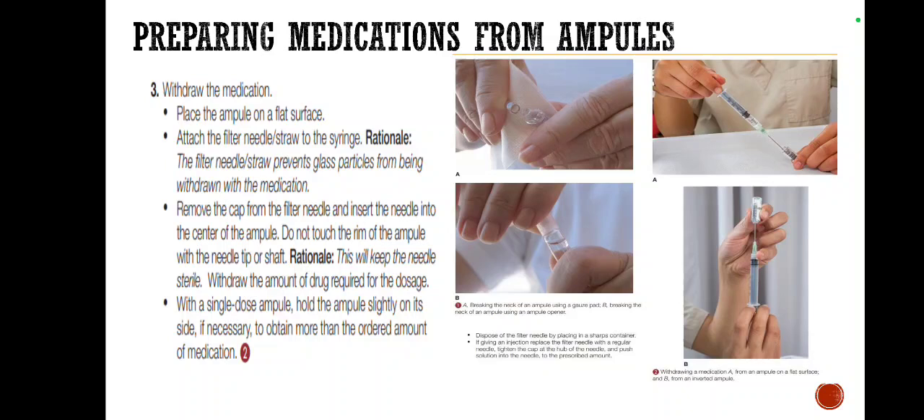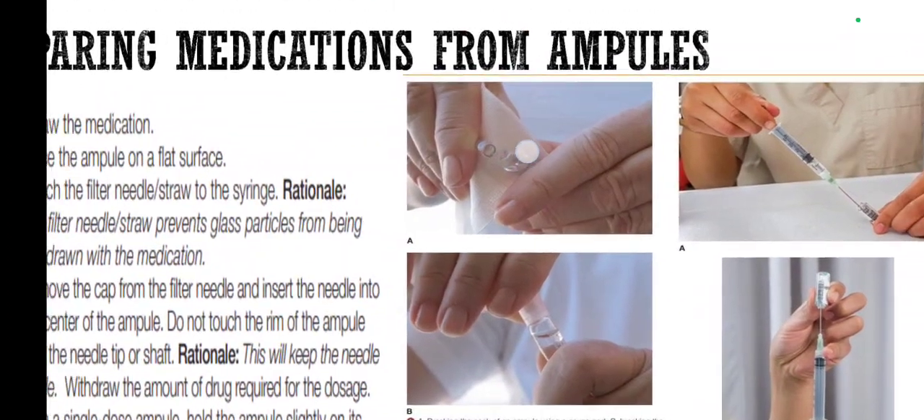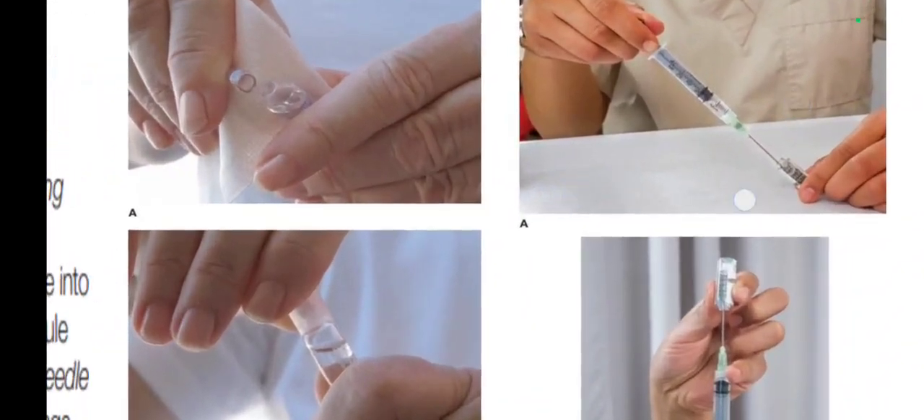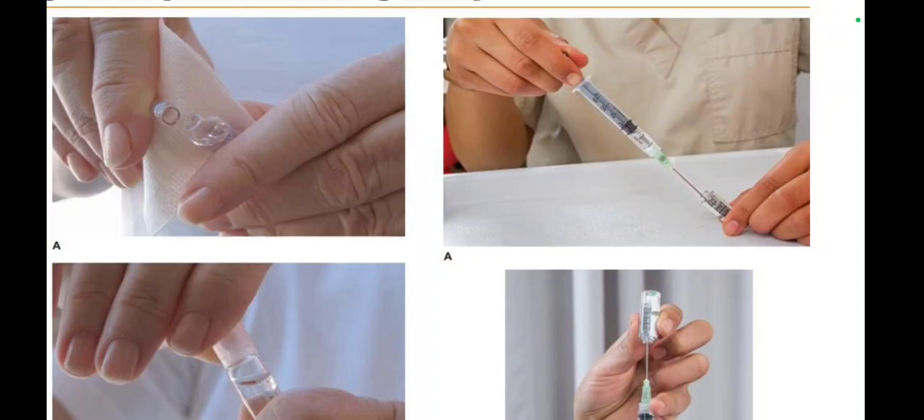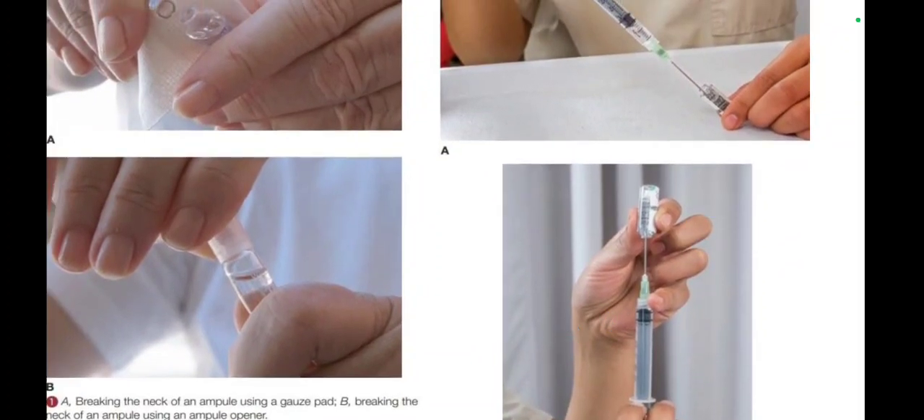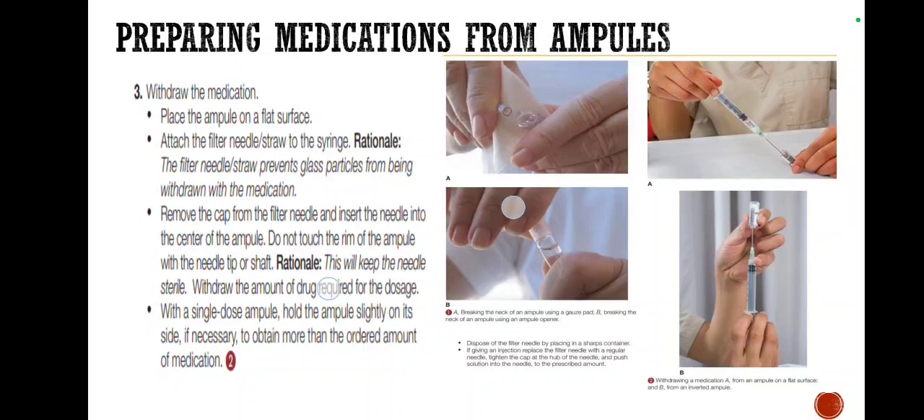So, preparation of medications from ampules, withdrawing the medication. First is to break the neck, again at the constricted neck, and then you have to withdraw. Make sure to place the bevel of the needle at the tip of the ampule; do not put the needle into the entire ampule. You can use this technique, or either of the two. If you are sure that the fluid will not come out of the ampule, then you can use that one.